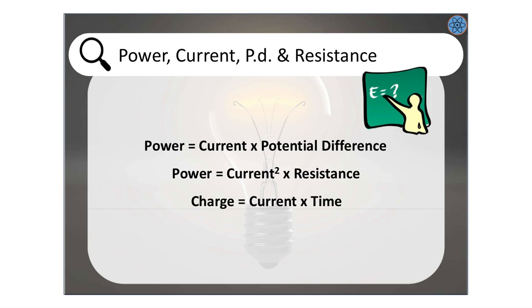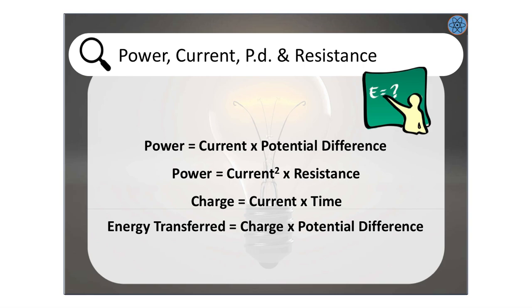But as a reminder, we've now got a lot of equations in this topic. The other one that we've seen before is charge is current times time. And then there's energy transferred, or energy equals charge times potential difference. And the final one mentioned in the video earlier, potential difference equals current multiplied by resistance, V equals IR.